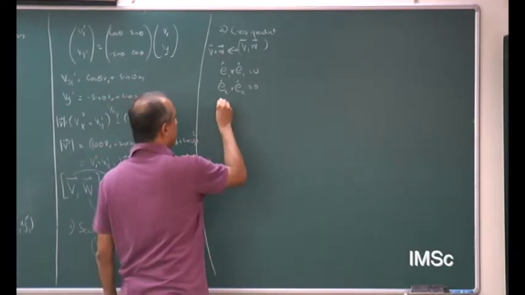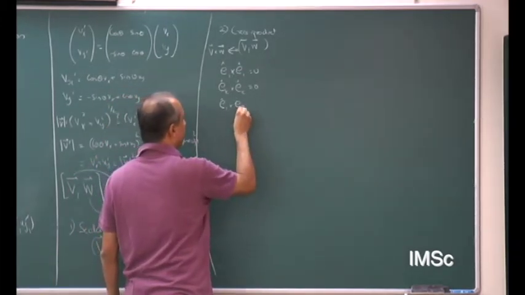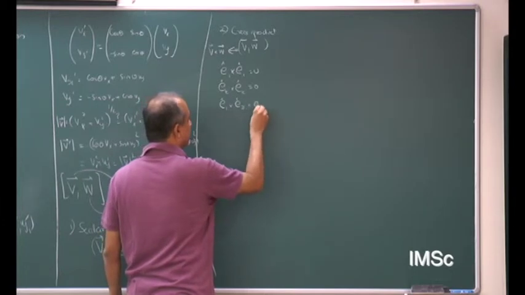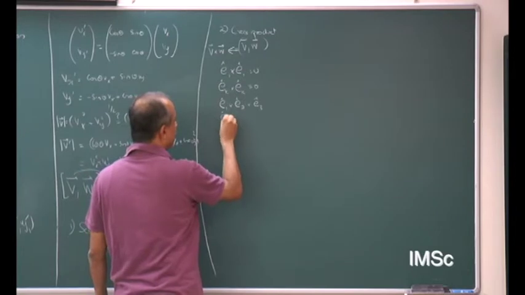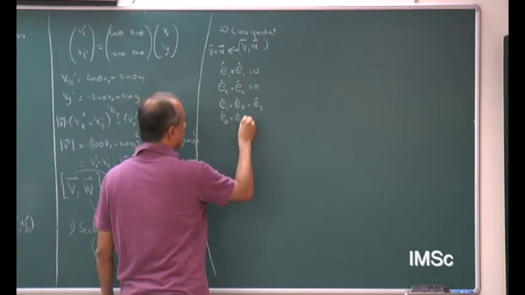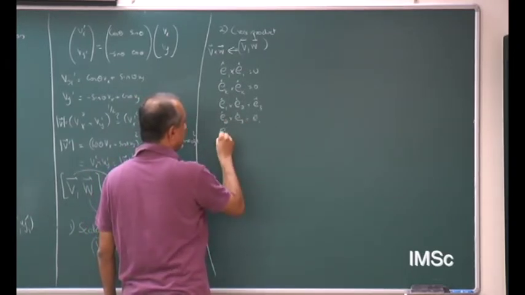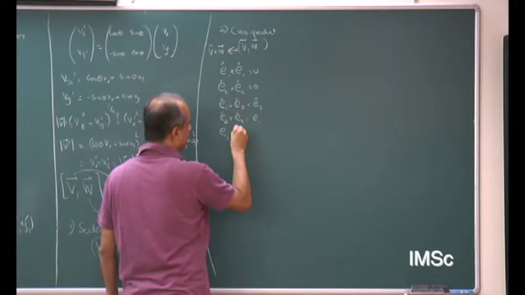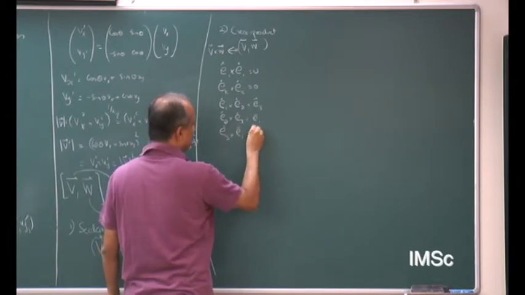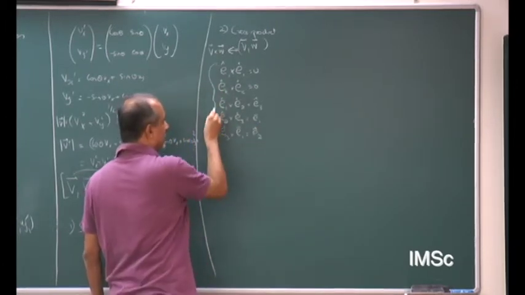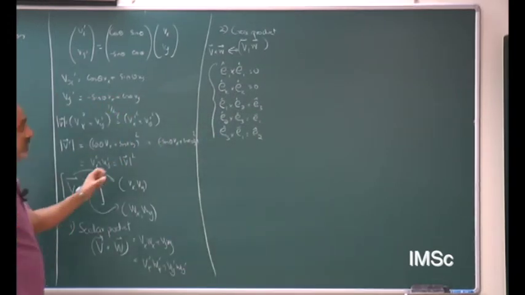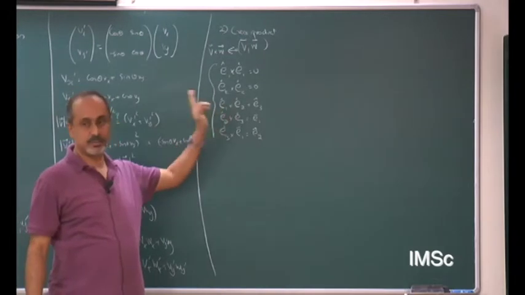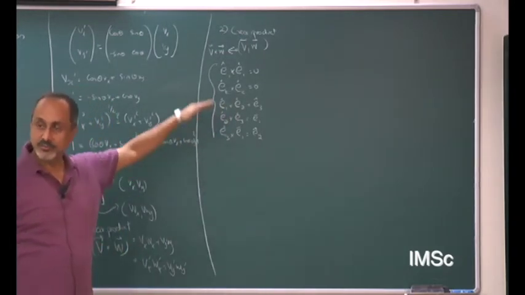But E1 cross E2 is E3. E2 cross E3 is E1, and E3 cross E1 is E2. Here are some definitions of what happens to these unit vectors when you take the cross product of them. Okay? Everything else is 0.